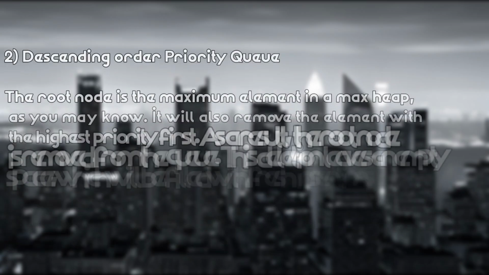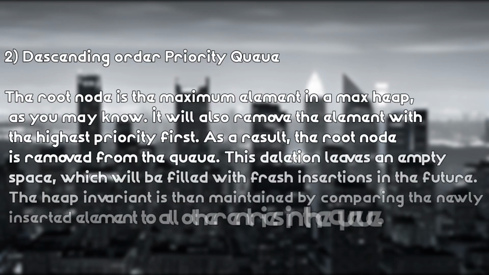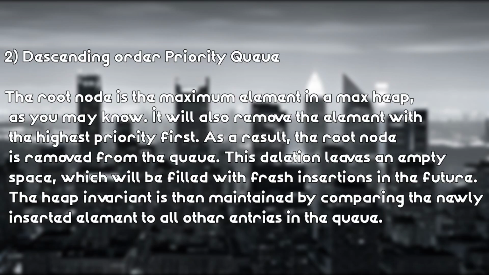2. Descending order priority queue. The root node is the maximum element in a max heap, as you may know. It will also remove the element with the highest priority first. As a result, the root node is removed from the queue. This deletion leaves an empty space, which will be filled with fresh insertions in the future. The heap invariant is then maintained by comparing the newly inserted element to all other entries in the queue.